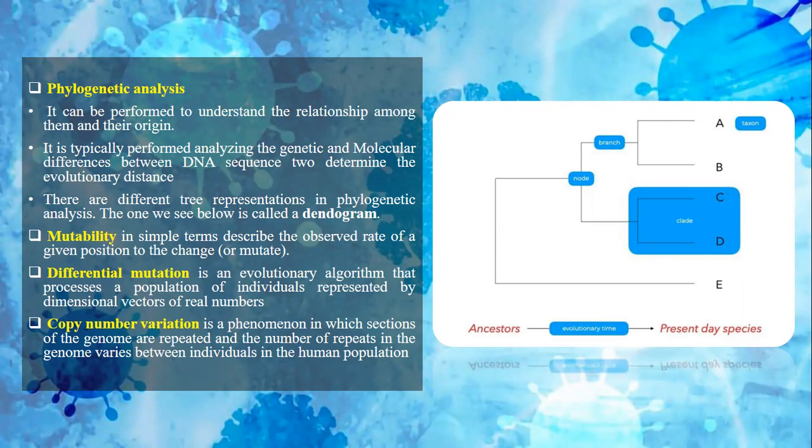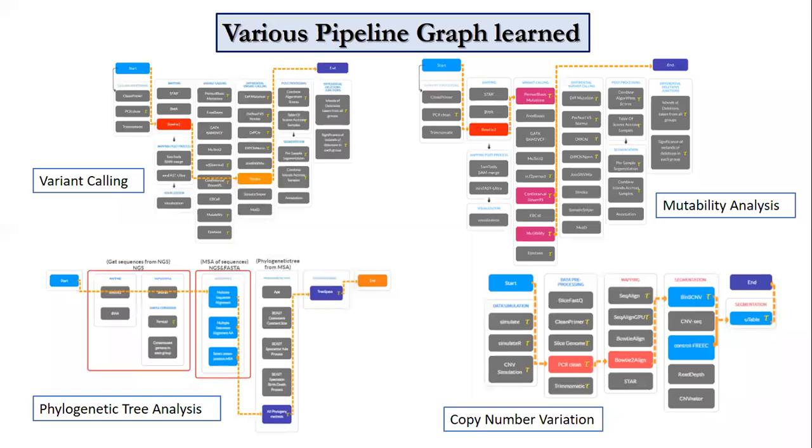Mutability, in simple terms, describes the observed rate at which a given position changes or mutates. Differential mutation is an evolutionary algorithm that processes a population of individuals represented by dimensional vectors of real numbers. Copy number variation is a type of variation in which a section of the genome is repeated and the number of repeats varies between individuals in the human population.